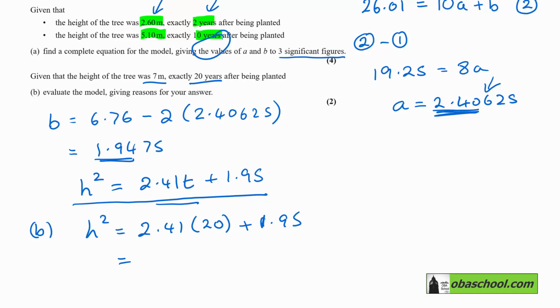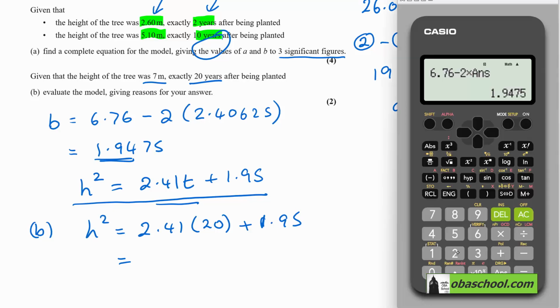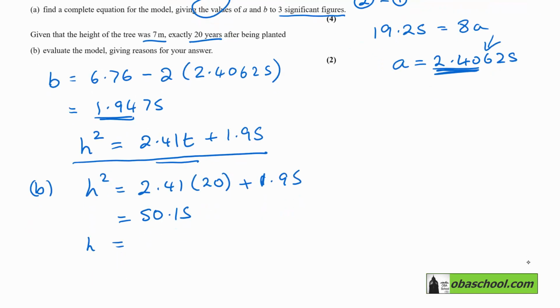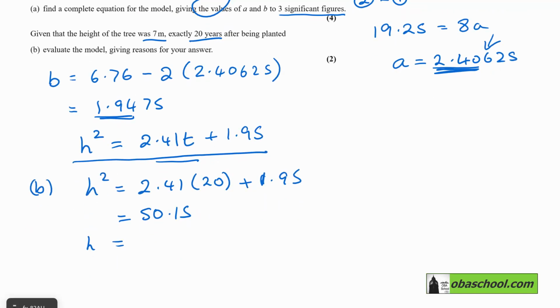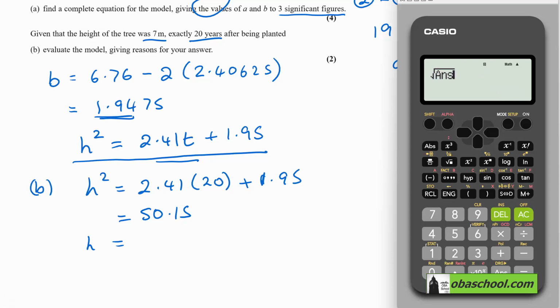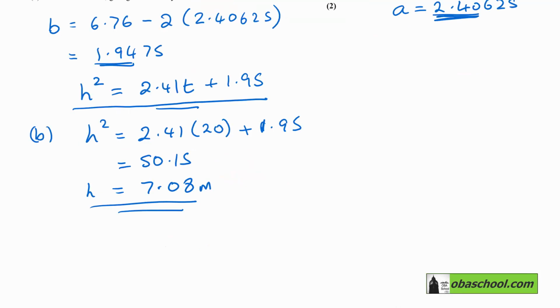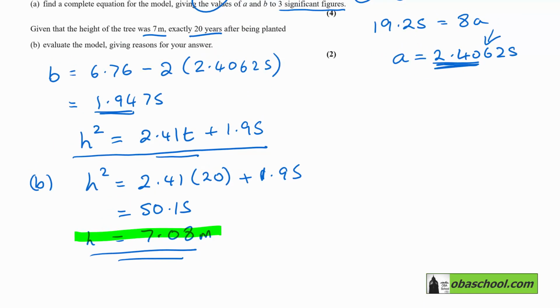So we have 2.41 times 20, add 1.95, it's 50.15. And then h would be the square root of that. So we just need to calculate the square root of the last answer. And that is 7.08 meters. This predicted value is close to the actual value, and therefore I would say that the model is a good fit.